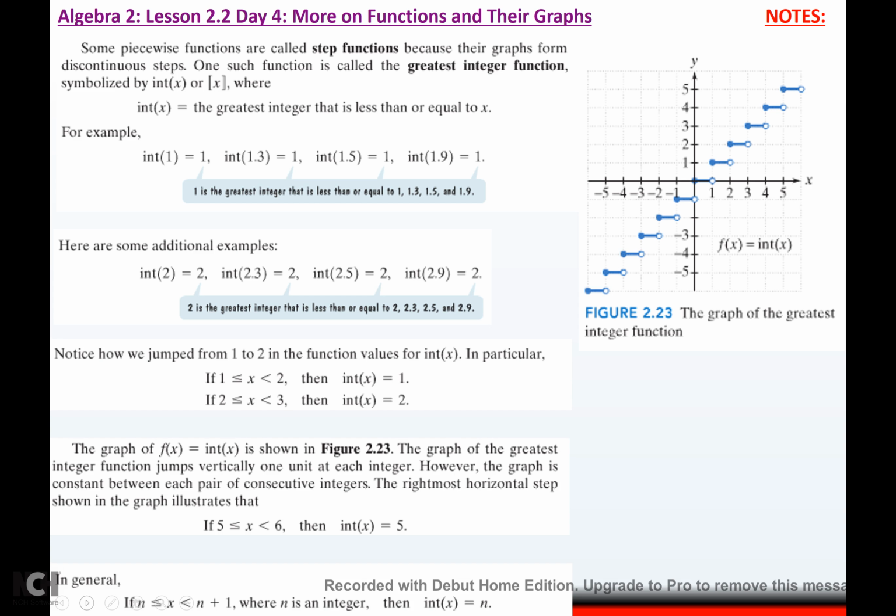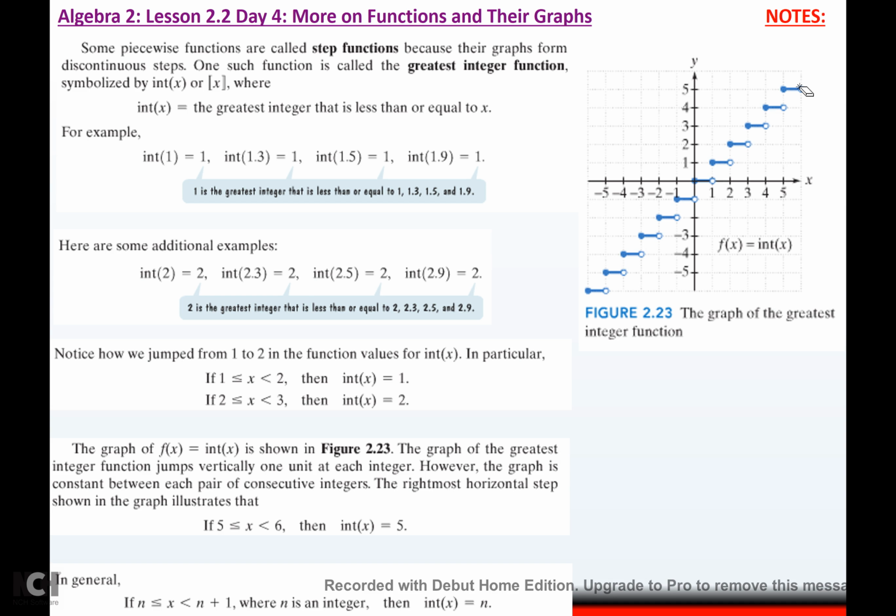Now we have another piecewise function called a step function, and it's because their graphs form discontinuous steps. I mean, they're not really connected, but they call it a step function because if you connected the dots, which you never do, you can see they look like stair steps. That's why they call it the step function.